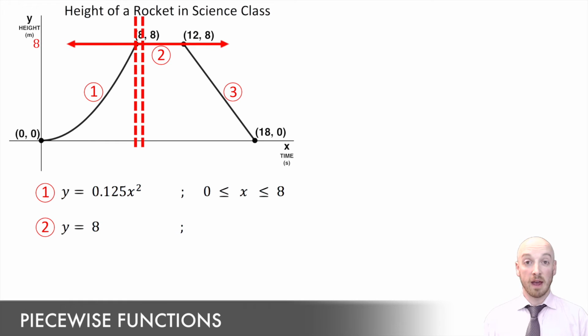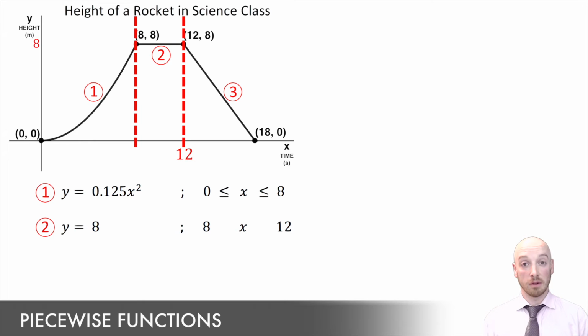Notice how the only time we have this flat line in our function is when the x values go from 8 to 12. So I'm going to restrict the domain by putting x between 8 and 12. And of course, I have to add those inequality signs to have it make sense mathematically. But for us, all we need to see here is that when x is greater than or equal to 8 and less than or equal to 12, we've got the constant rule y equals 8.